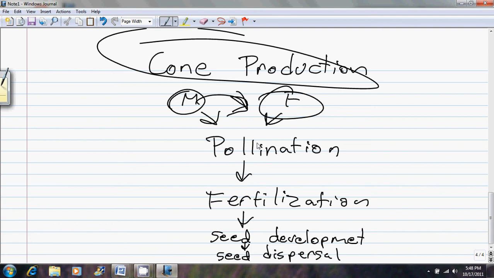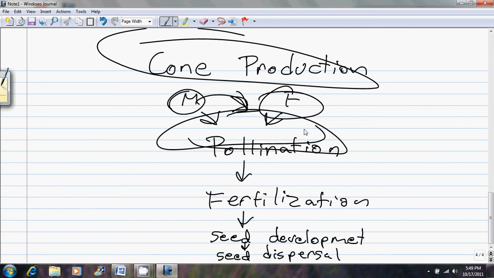Now, these things don't have flowers, so they don't have those bright, wonderful things, especially if you're thinking of pine trees. So if they don't have anything bright to attract insects, is it going to be animal or is it going to be wind pollinated? Correct, wind pollinated. So the male pollen goes over to the female, and it's pollination once it gets there.